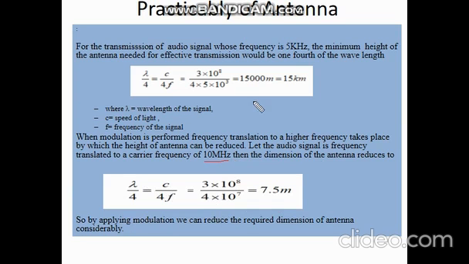So what we observe is that for an unmodulated signal, that is, if you transmit the baseband signal as it is, the dimension of the antenna is nearly 15 kilometers. Whereas if you perform modulation and transmit the modulated waveform, the dimension of the antenna reduces to 7.5 meters. So it helps to reduce the antenna dimension practically.